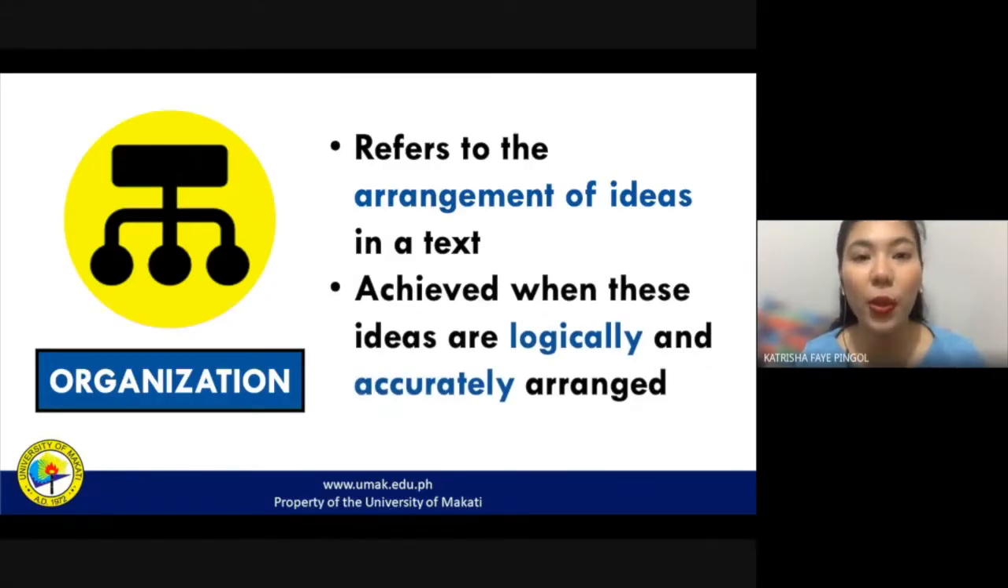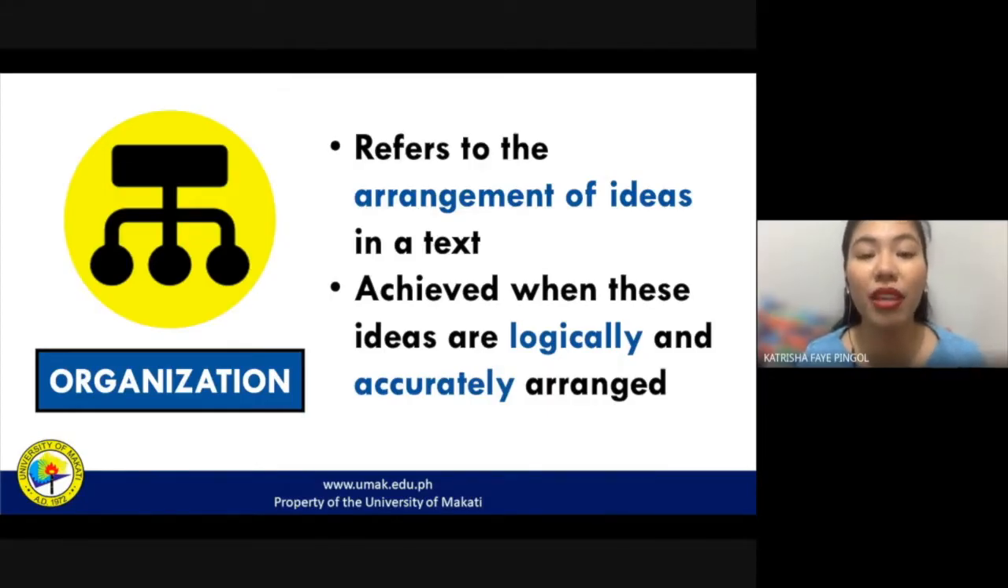Now, when your ideas are organized in a text, that means that you achieve this because the ideas that you included in that particular text are logically and accurately arranged. Now, let's take a look at those two terms, logically and accurately. When we say logically, it means that the arrangement that you just did serves a particular purpose. Why did you arrange it in such a way? So, meaning there is a reason behind your arrangement. That's why we say it logically.